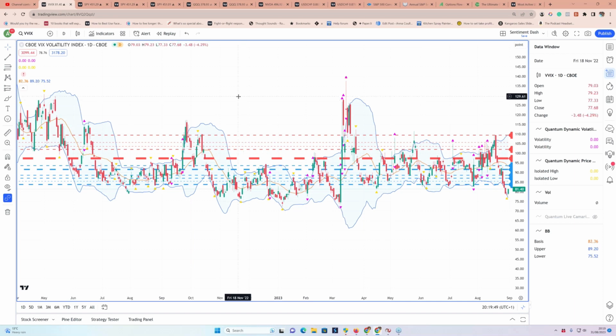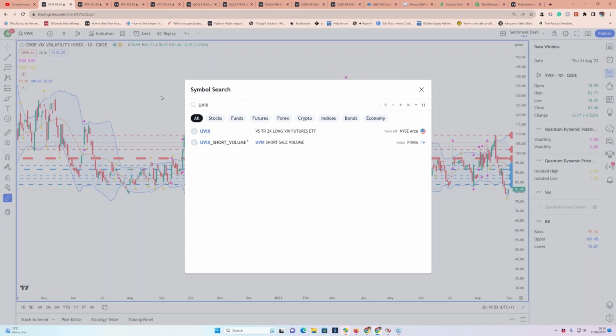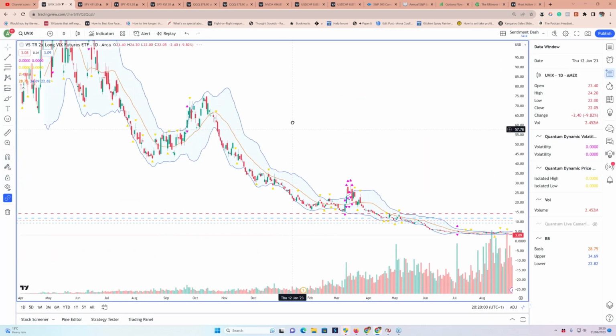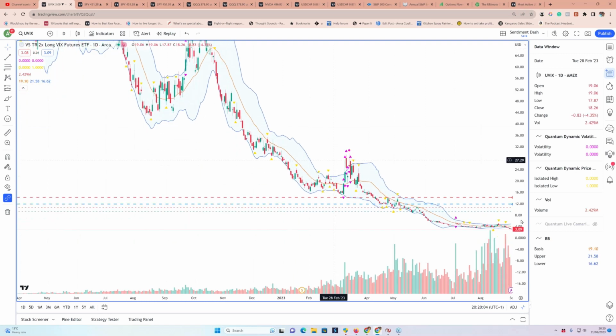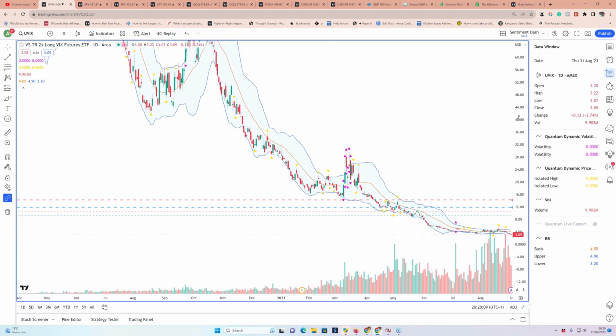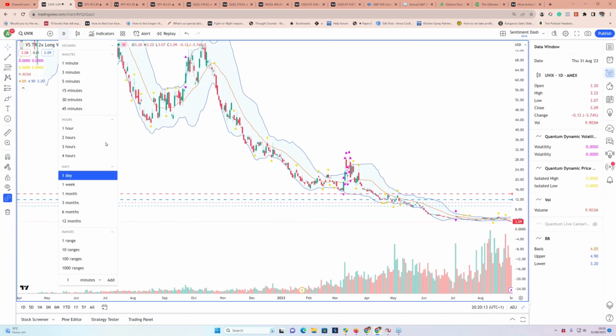And lastly, the other volatility chart that you can have a look at. This is interesting. This is an ETF, and this is a twice long VIX, which basically pays out when the VIX is going higher. And I think I'm going to put it on the hour because the daily chart is so difficult. Here we are.